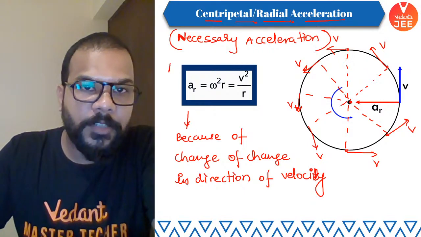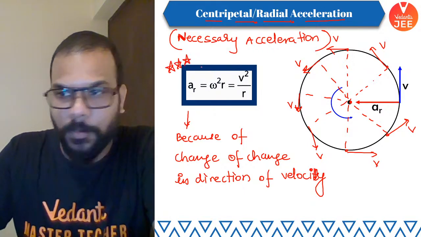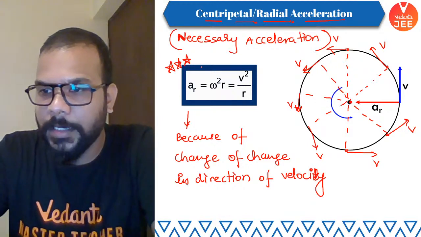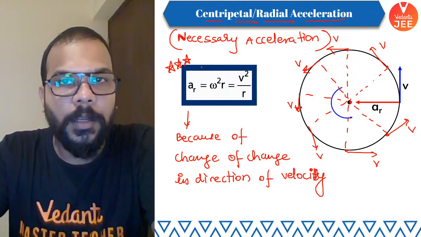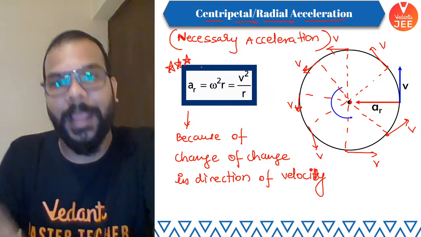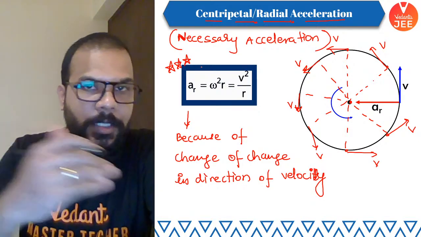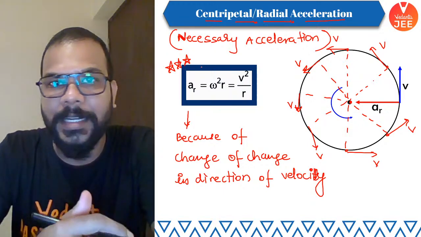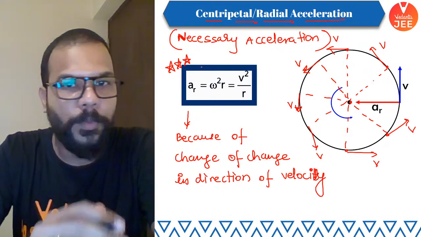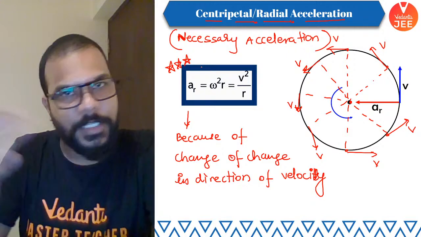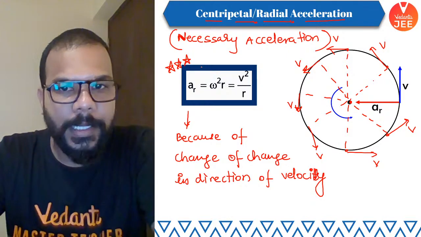Please remember this formula. This is a very, very important formula for us. Okay guys, angular acceleration was for angular quantity. This is linear acceleration which is acting towards the center, called centripetal or radial acceleration, given as omega square r or v square by r, whichever is given to you, you will be calculating accordingly.